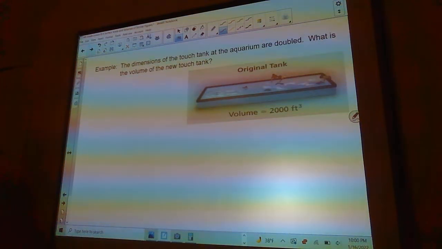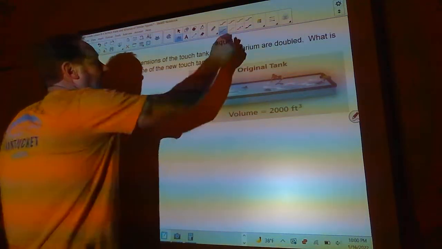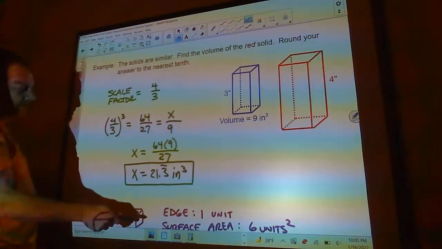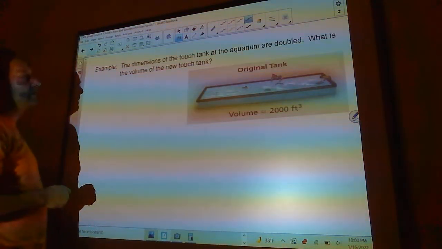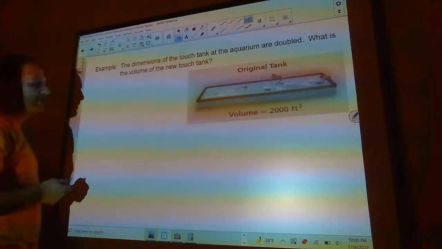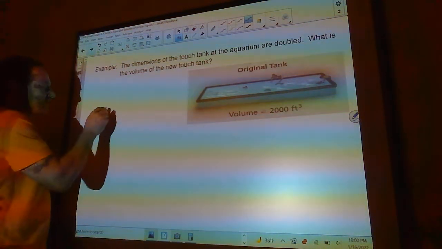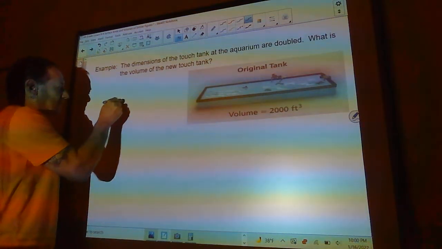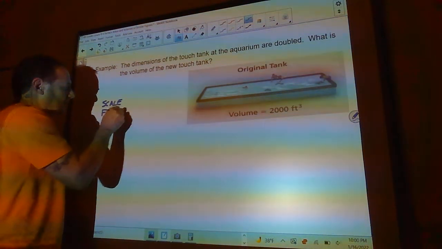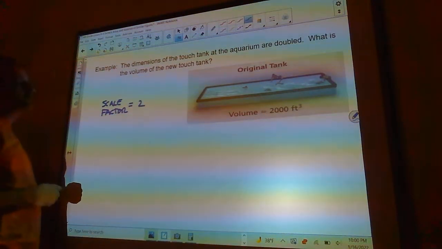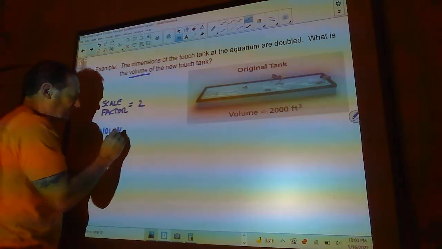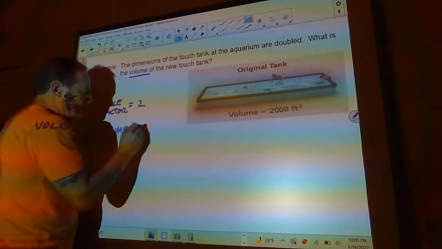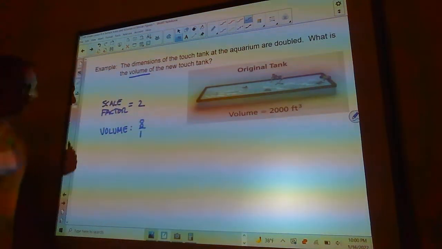So the dimensions of the touch tank at the aquarium are doubled. What is the volume of the new touch tank? Okay, so this is just like we did with this cube right down here. Okay, it doubled its size. The dimensions are doubled, so its length and width and height are all twice as big. All right, that means that the scale factor then is 2, which means the new volume, the ratio of the volumes is now, instead of being 2 to 1, it's now 8 to 1. It's 2 cubed to 1 cubed.